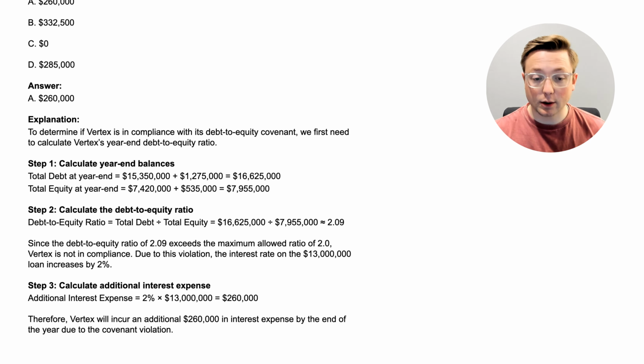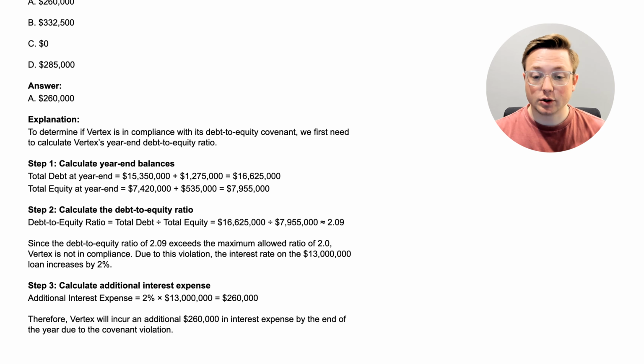And then you do the same thing with the equity. You take the beginning equity of $7,420,000 and you add the equity that they added throughout the year of $535,000, and that gives you $7,955,000. So now we can use that to calculate the total debt to equity ratio. Very easy. You divide the total debt by the total equity. So $16,625,000 divided by $7,955,000 is about 2.09. It's like 2.08 something, but it rounds up to 2.09. So that is their total debt to equity ratio. Remember, the covenant required that they had 2 or less. Since the debt to equity ratio of 2.09 exceeds the maximum allowed ratio of 2.0, Vertex is not in compliance.